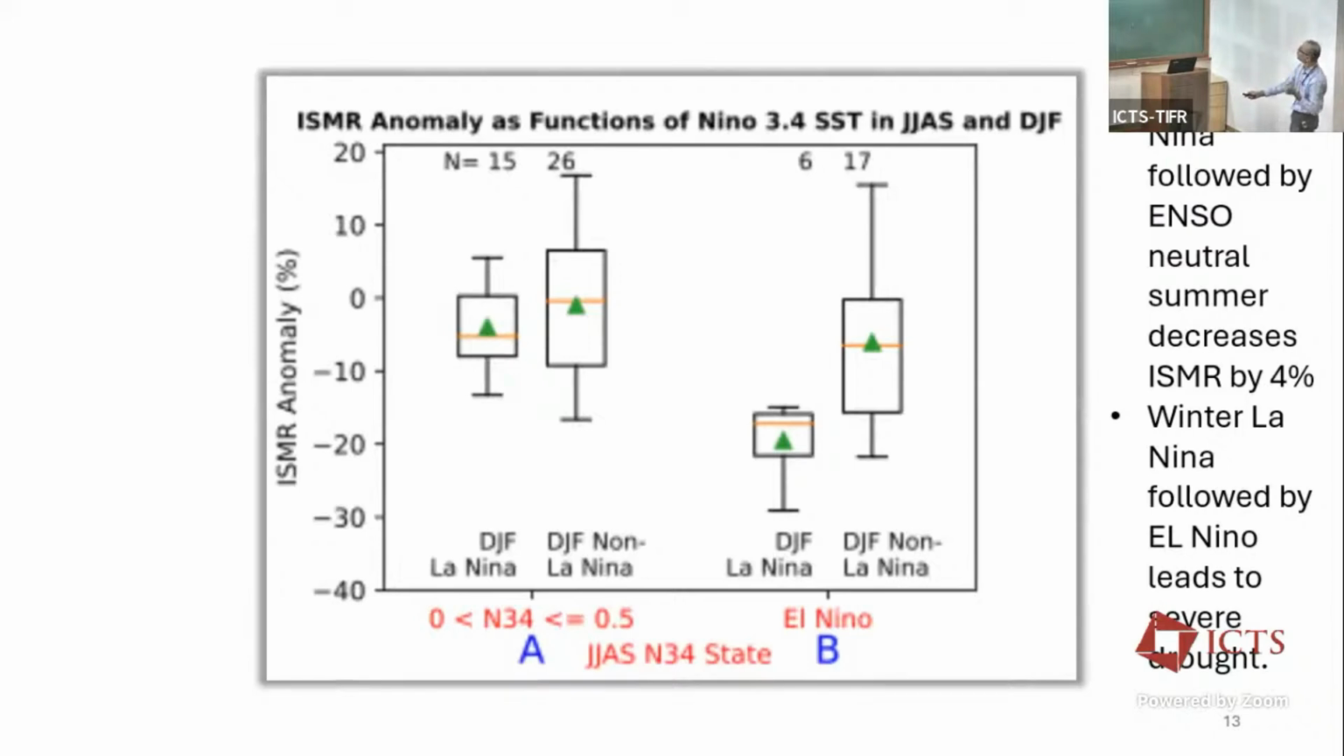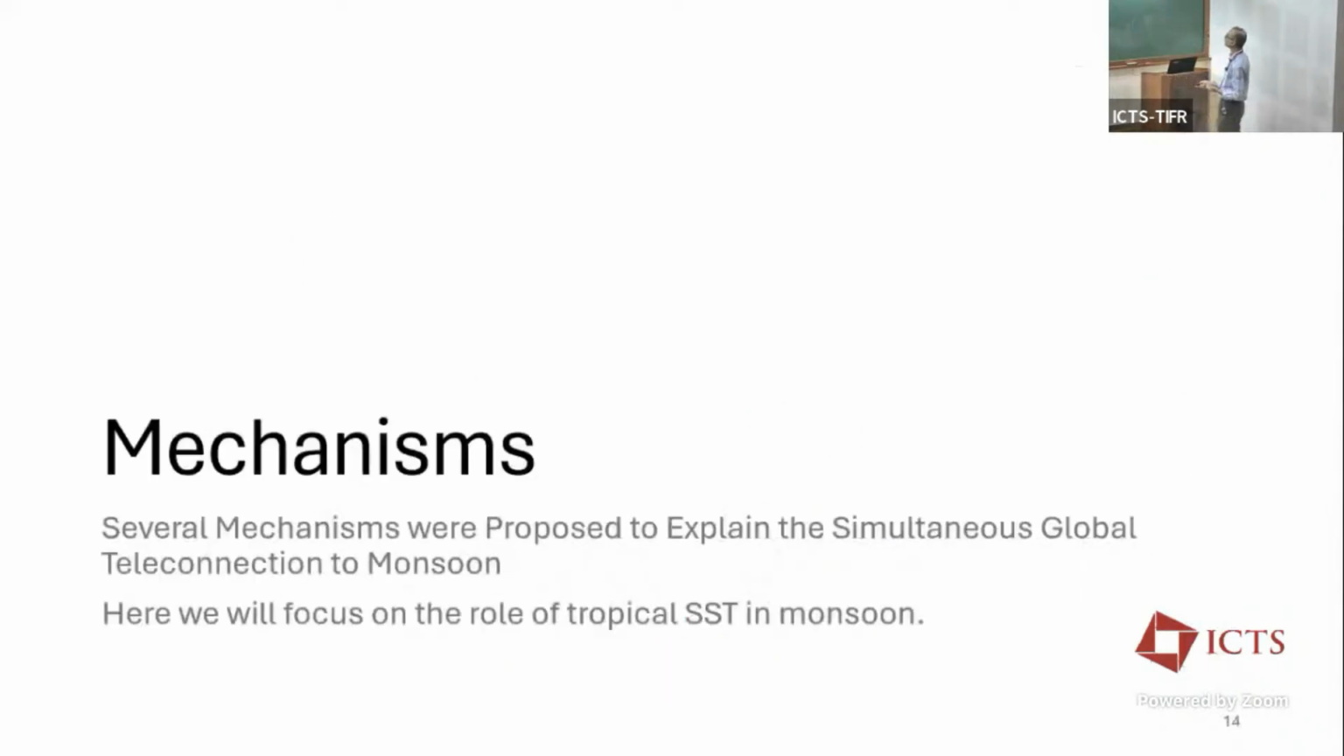Look at that. Even if the current summer is a neutral condition, a DJF La Nina could have had a weaker rainfall compared to other states. And especially when DJF was La Nina, it was a much stronger drought compared to the other condition. So you are likely to have a stronger drought when you come from a winter which was La Nina.